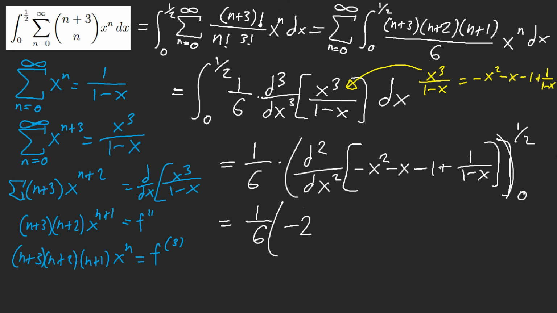I think that's still good. Both of these terms are going to be 0. And then deriving this is going to be 2 over (1 minus x) cubed.